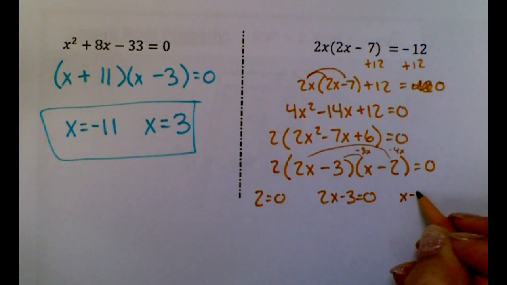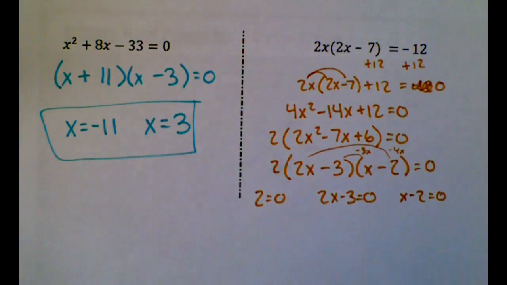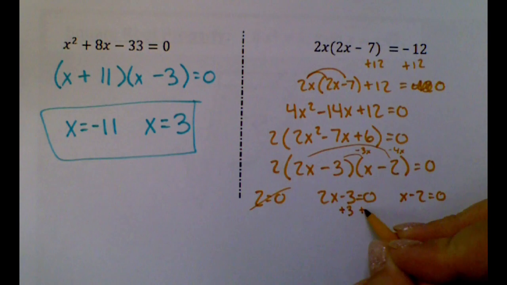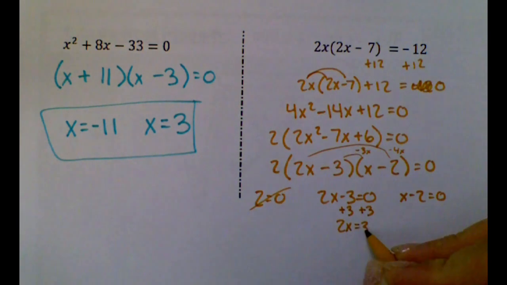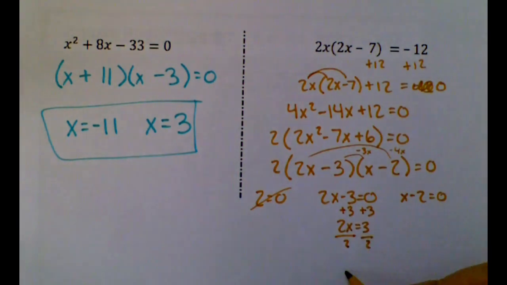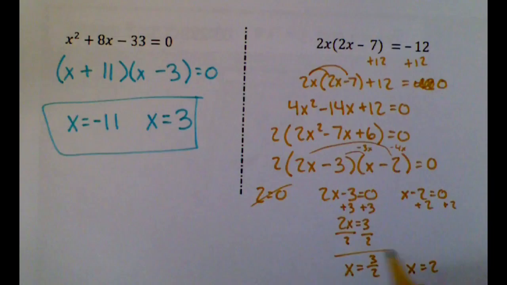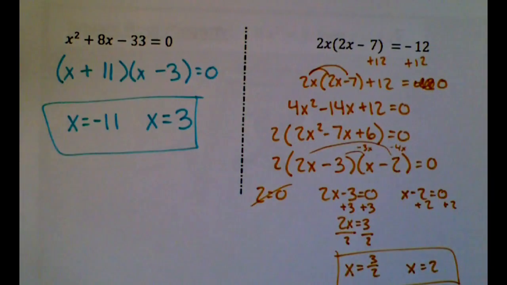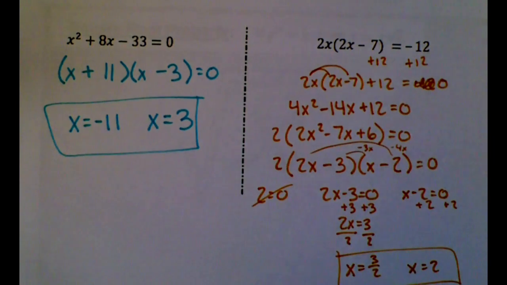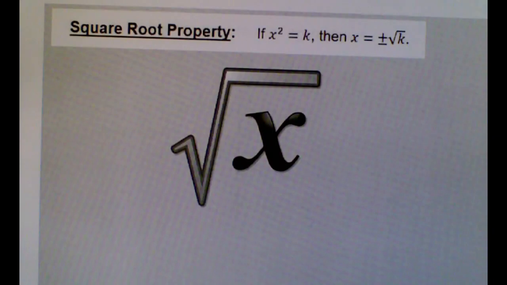Each factor are those pieces in parentheses. Well, 2 doesn't equal 0. That one doesn't do anything for me. I add 3, giving me 2x equals 3. Divide by 2, x equals 3 halves. Or simply add 2 over here, and x equals 2 is our other solution. In a quadratic, you should always get 2 solutions, unless they're the same.